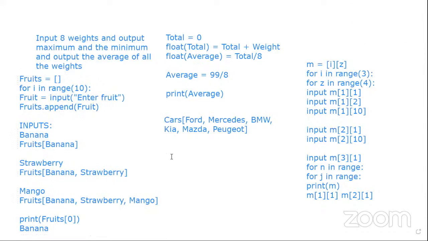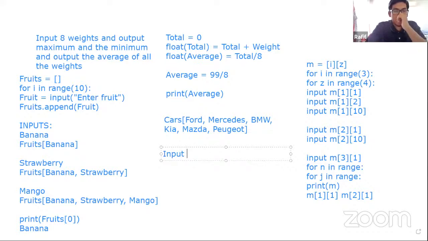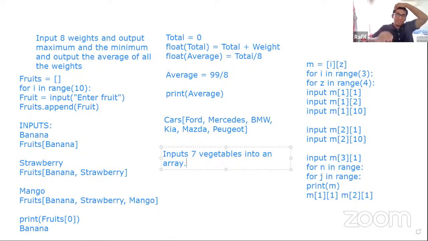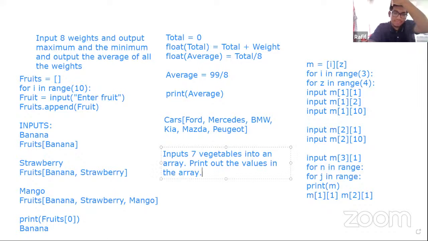So now here's the question. I want you to write a program that inputs 7 vegetables into an array. That's what I want you to do. And also, once you're done inputting, print out the values in the array. In order to do that, it's really, really simple. You just do print.